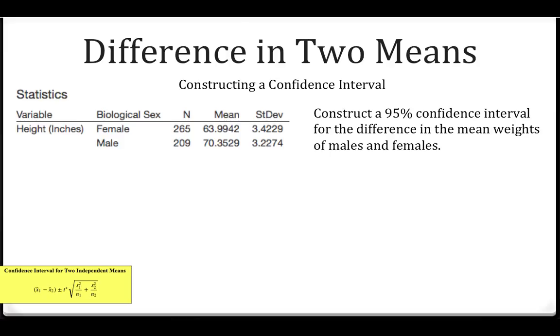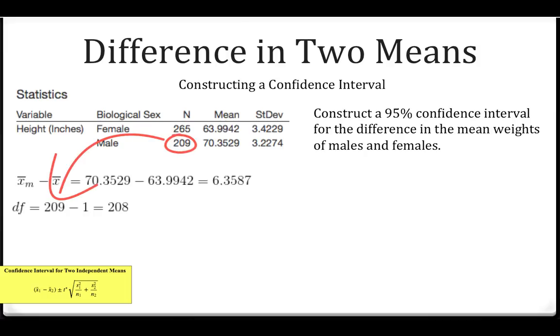We can start by computing the difference in the samples. So the mean of males minus the mean of females equals 6.3587. Next, we can find our t multiplier. We'll construct a t distribution with 208 degrees of freedom. We're estimating these degrees of freedom by taking the smaller sample size and subtracting 1. Let's go to Minitab Express now to construct that t distribution to find our multipliers.